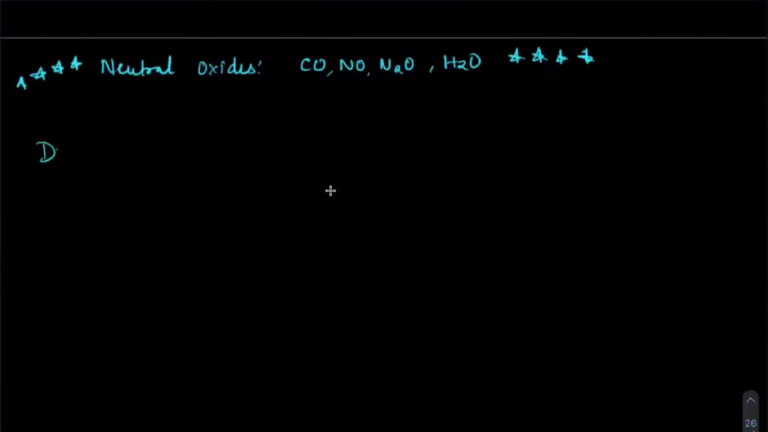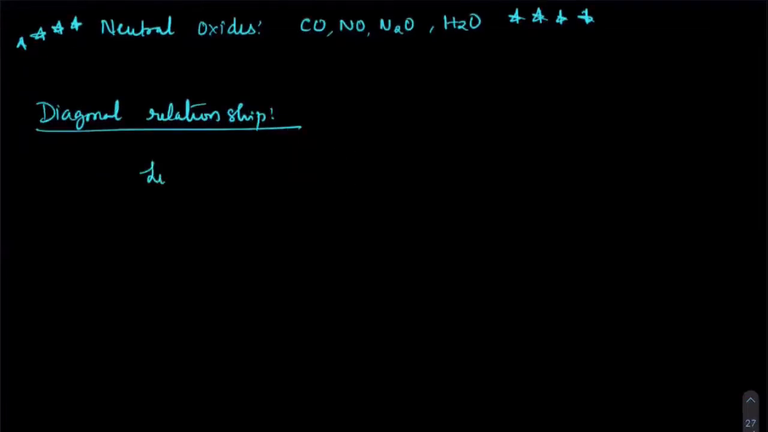Last thing, diagonal relationship. If you check a few elements here, lithium to magnesium, and beryllium towards aluminium, they are diagonally aligned. Boron to silicon, they are diagonally aligned and have similar physical and chemical properties.